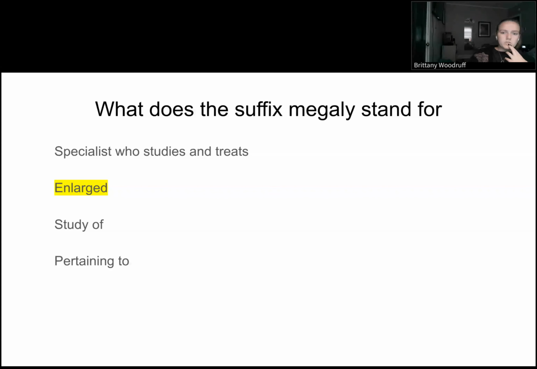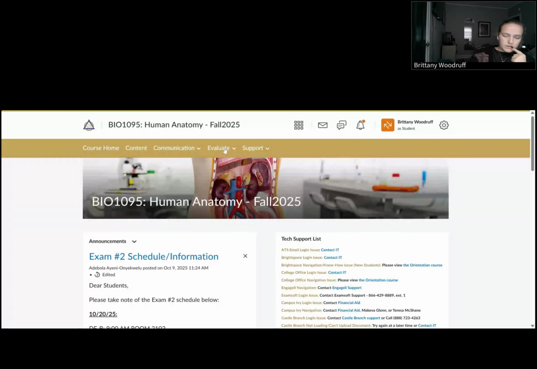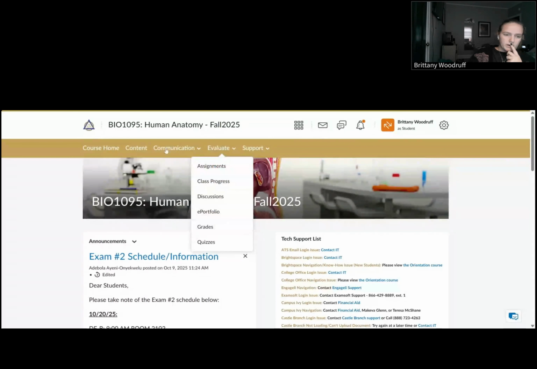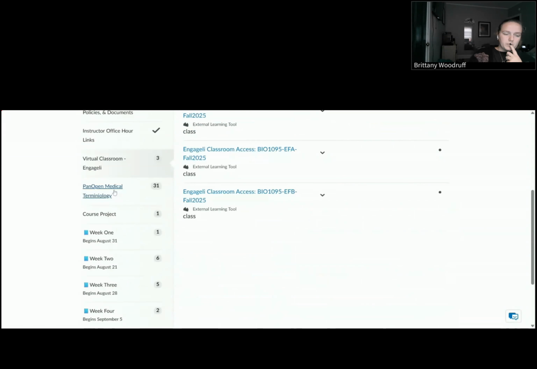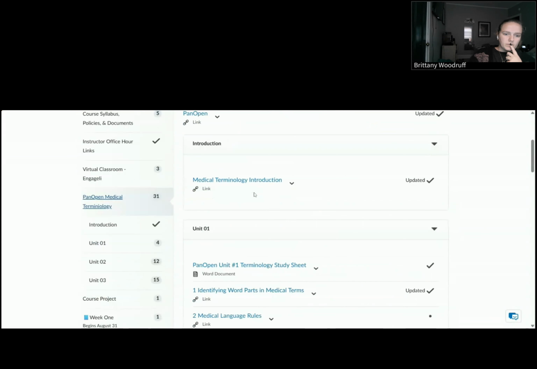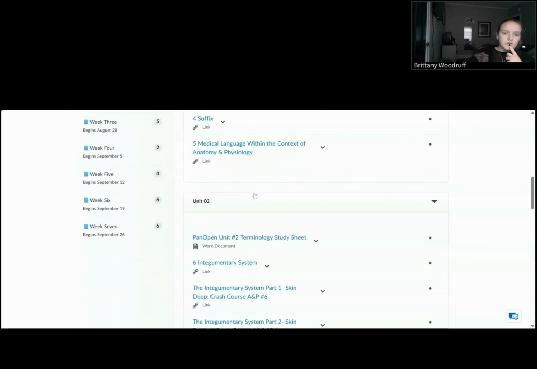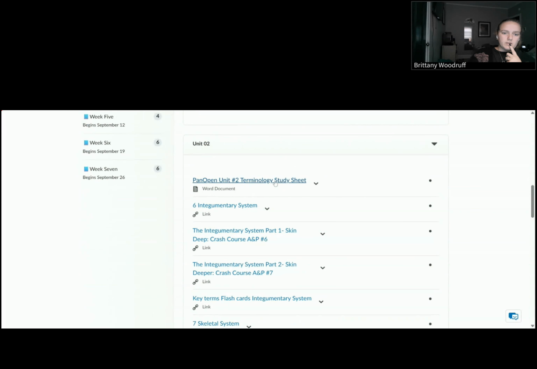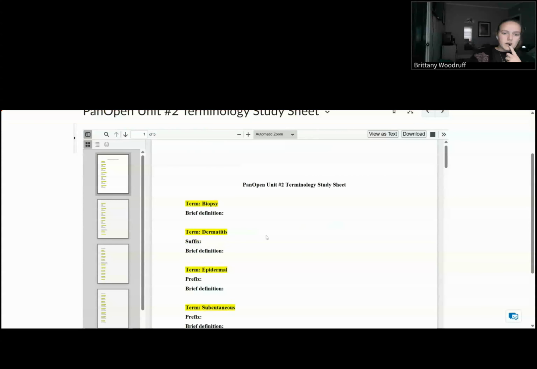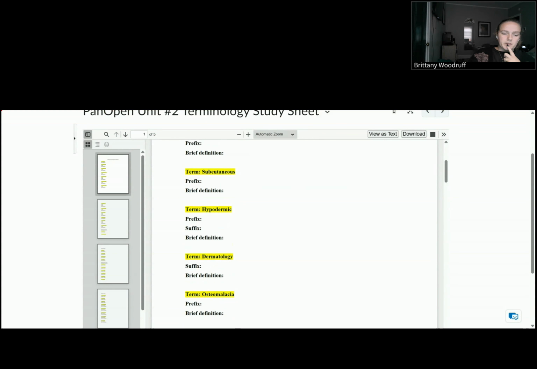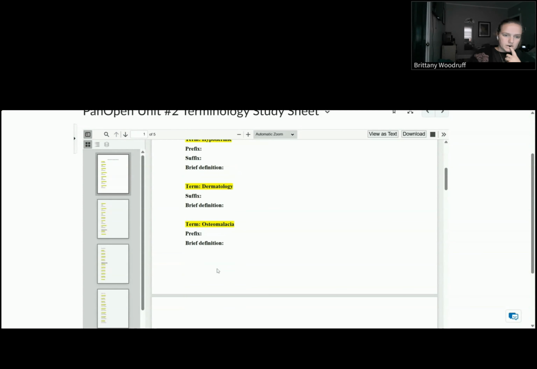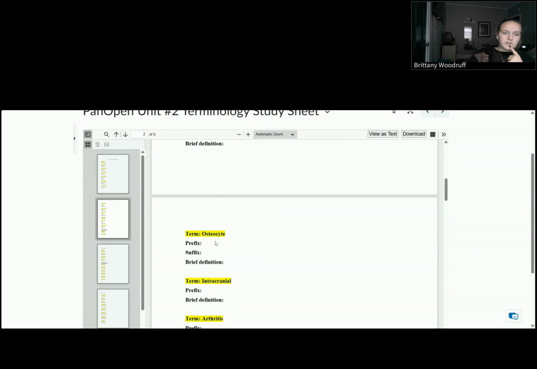So if you go to content, Pan Open medical terminology, on each of the units she has a unit terminology study sheet. It's just a docx. So it lists prefix, suffix, brief definition, stuff like that. So osteocyte: prefix osteo, suffix cyte. Prefix means bone, suffix means cell, brief definition: bone cell.